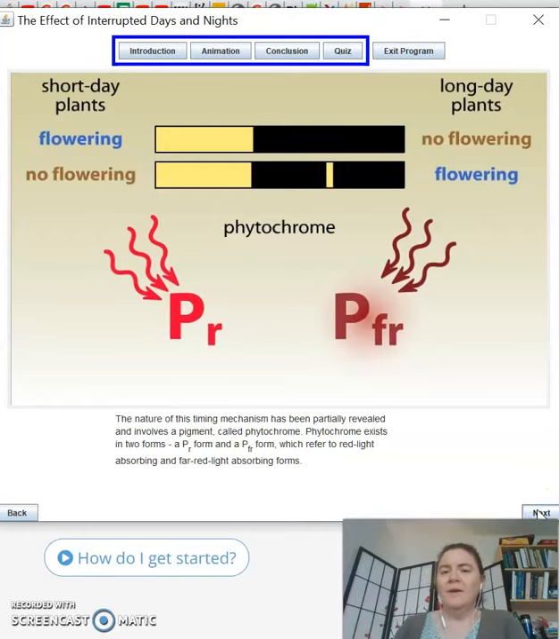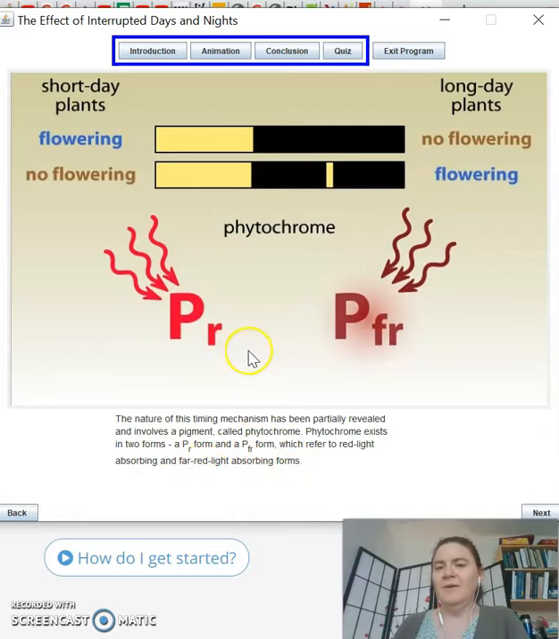So when we come down to it, we have these phytochrome red and phytochrome far red, and they go back and forth as far as the molecules are concerned. The nature of the timing mechanism has been partially revealed and involves a pigment called phytochrome. Phytochrome exists in two forms, phytochrome red and phytochrome far red, which refer to the red light absorbing and the far red light absorbing forms.